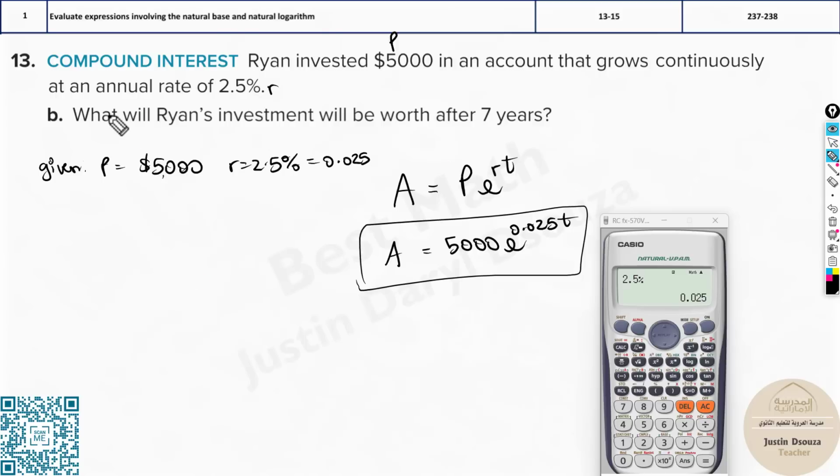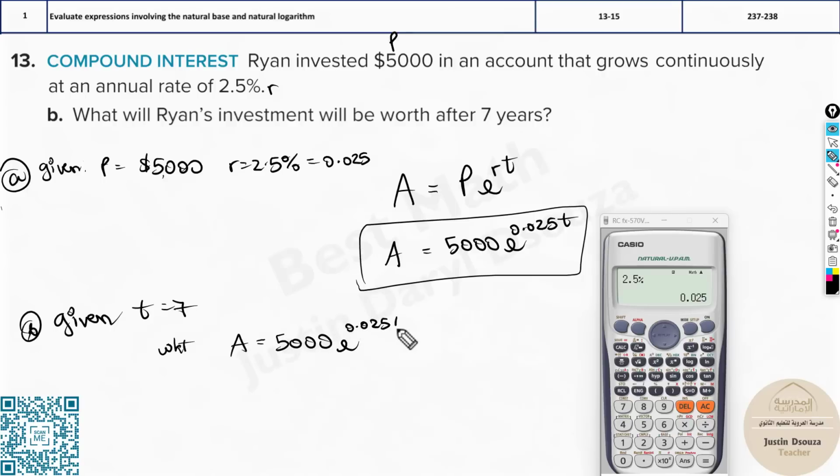What will Ryan's investment be worth after 7 years? Now we use the same formula. If you're writing in another space altogether, if it's under B, what I would suggest is to write the given again. This is A. Now for the B, given is, this is already done, right? So let's just write T is equal to 7 years. We know that A equals 5,000 e to the power 0.025 t. Now A will be equal to 5,000 e to the power 0.025 times 7. All you need to do is use the calculator and solve this.